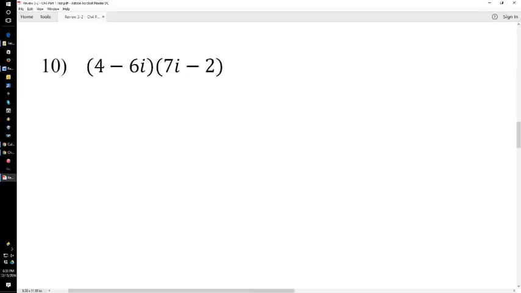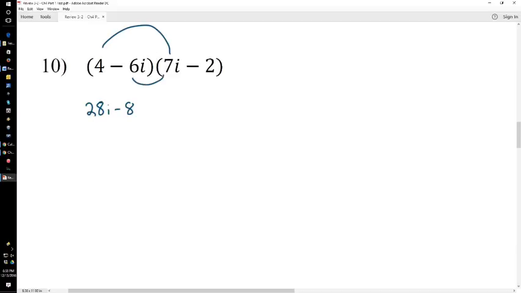Number 10 is the only one I told you that was slightly different. Now we start off the same way we would anything else: we're going to distribute. So 4 times 7i, 4 times negative 2, then negative 6i times that, and negative 6i times a negative 2. We'll just distribute it like we would any other binomials. So here we go. 4 times 7i is 28i. 4 times negative 2 is negative 8.